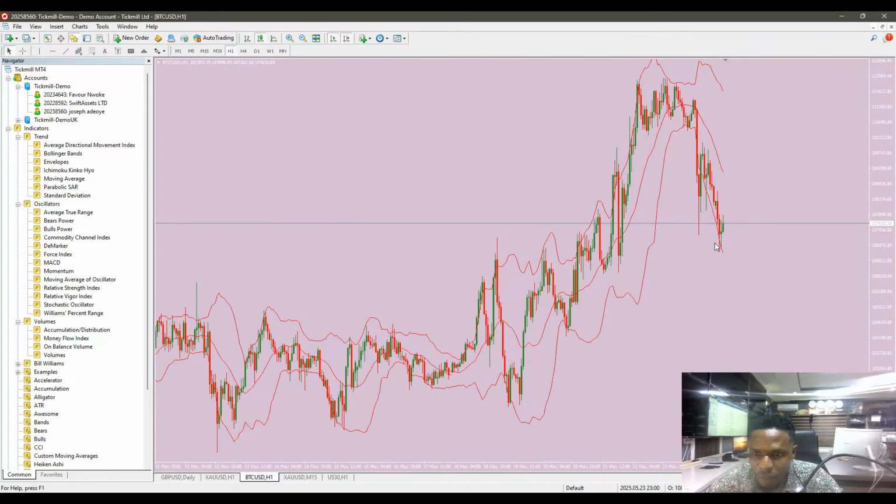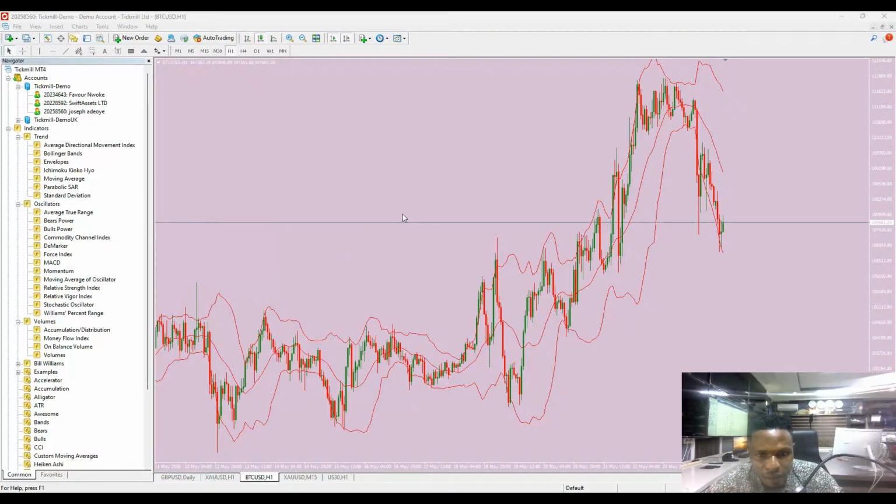So basically, when price is on the lower line, you buy. If it's on the upper line, you sell. That's the basic way of using this. Some people will combine another indicator, maybe a moving average, with it. If the middle one crosses over, you enter buy. If it crosses down, you enter sell, and so on. Some people do combine two of them like that.